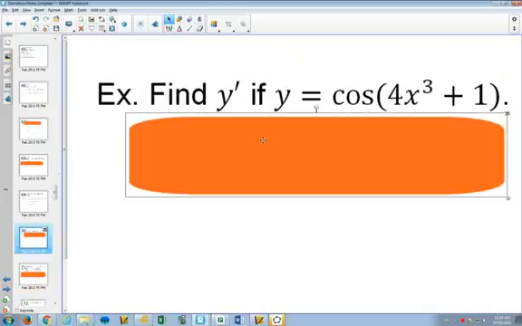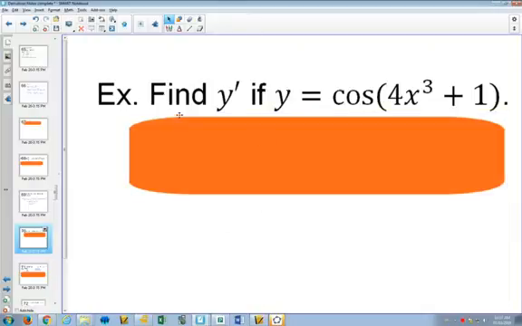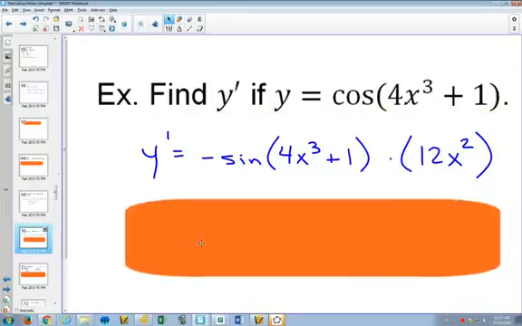All right, so this one, straightforward. We've got chain rule. The outside function is cos. Derivative of the outside is negative sine. Keep that the same. Then multiply by the derivative of the inside, which is 12x squared.